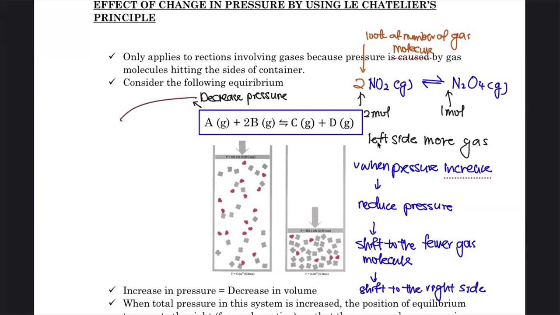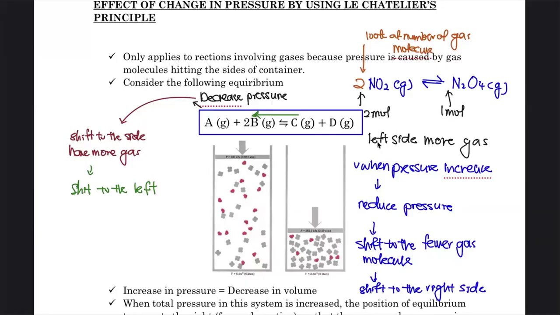I will shift to the side with more moles. So we say the equilibrium will shift to the side that has more gases. So which side has more gases here? If you look at the number of moles, it is the 3 mole side. So it shifts to the left side. So a decrease in pressure will favor the side that has more gases.